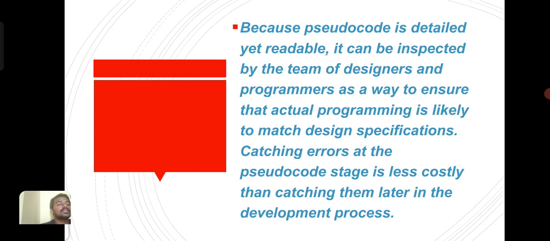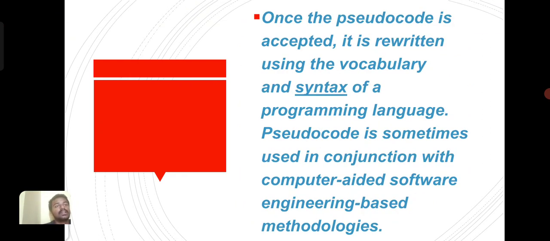Because pseudocode is detailed yet readable, it can be inspected by the team of designers and programmers as a way to ensure that actual programming is likely to match design specifications. Catching errors at the pseudocode stage is less costly than catching them later in the development process. Once the pseudocode is accepted, it is rewritten using the vocabulary and syntax of a programming language.